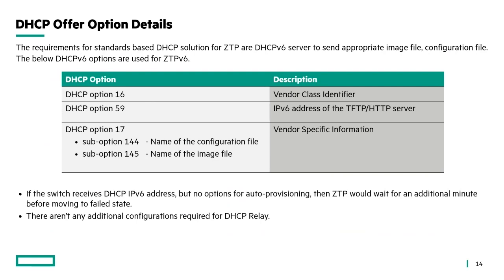So let's say a switch receives the DHCPv6 address, but no options for auto provisioning. For example, there's no information about the config or image file. ZTP will wait for an additional minute before entering a failed state. This allows some leeway for delayed server responses. And in case you have a DHCP relay configured in your setup, no additional configurations are required in it.